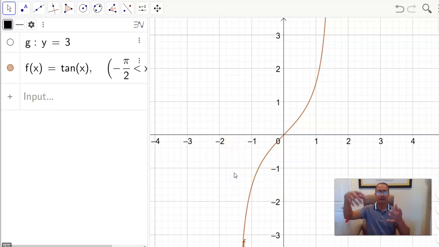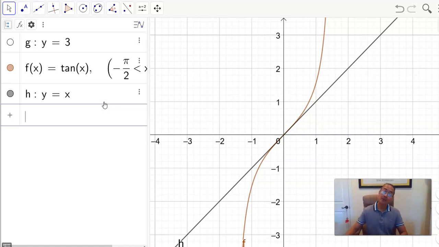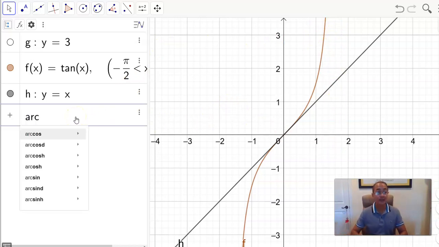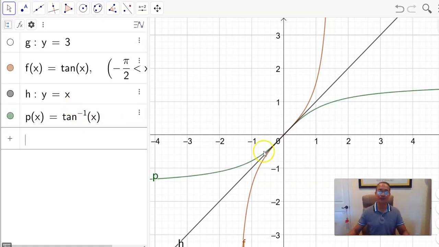Okay, so again, the graph is going to be reflected across y equals x. Let's draw the mirror. Okay, so we can almost imagine it before we actually graph it. So that will flip across y equals x. The vertical asymptotes will turn into horizontal asymptotes. So let's see, arctangent of x. Boom, there it is. Beautiful. So instead of vertical asymptotes, we have horizontal asymptotes.